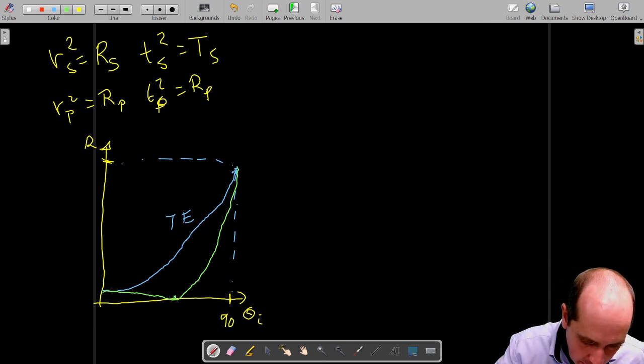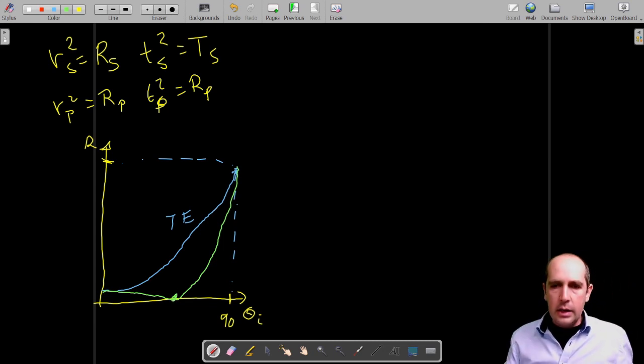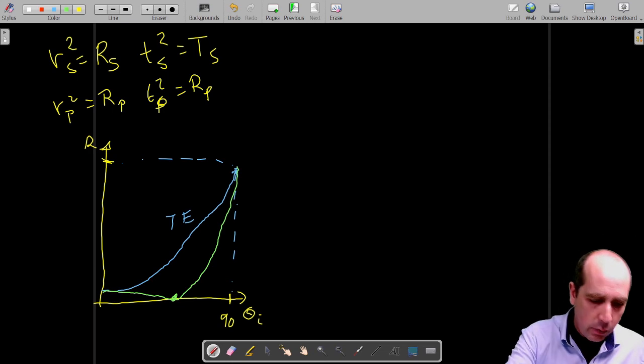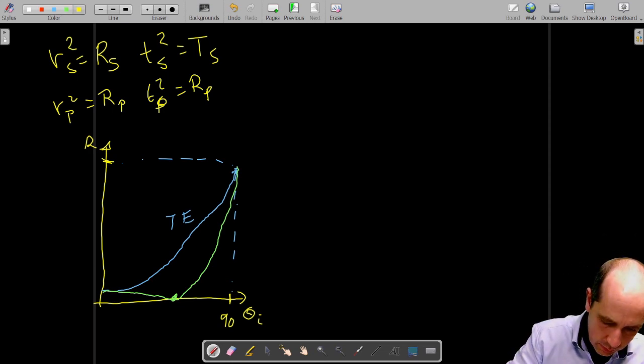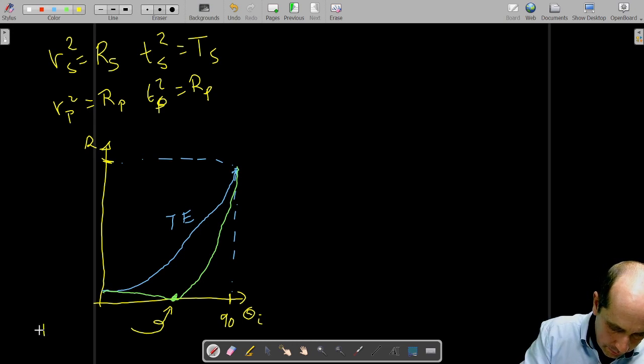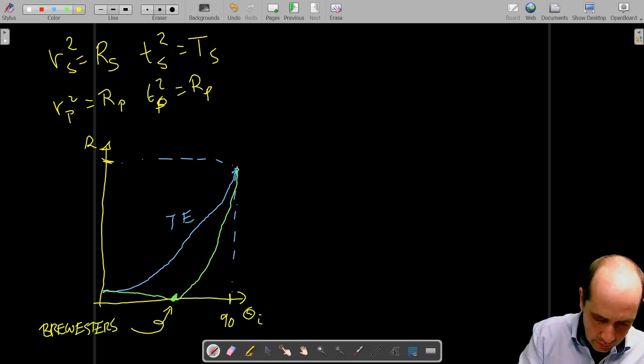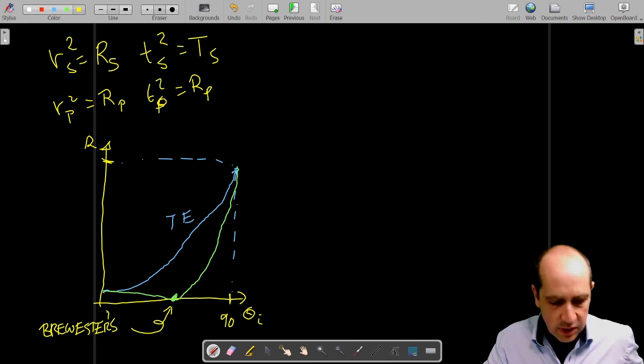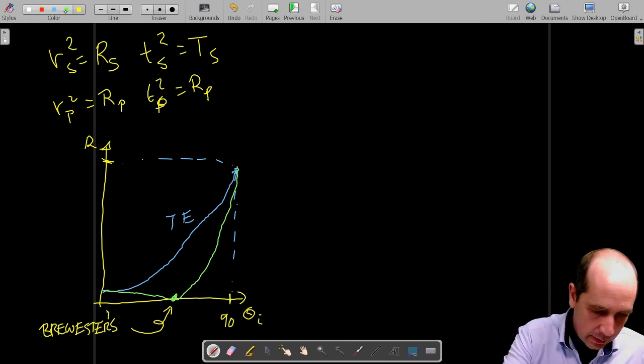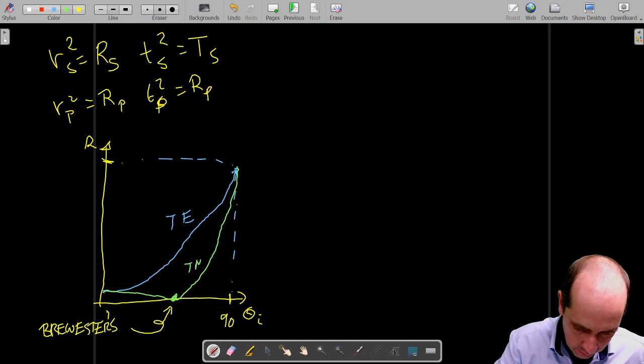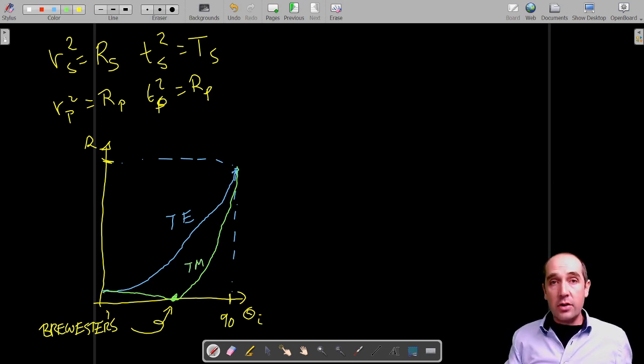So there is one angle here, which we call the Brewster's angle. This is called the Brewster's angle, in which the transverse magnetic reflection is exactly zero.